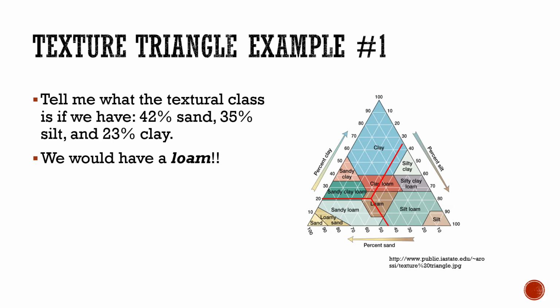Then you're going to go over to the sand. You're going to find 45%, draw a line up that way, and then 23% across, and they meet in loam. So that's loamy soil, and you can see, as I said, 23% clay compared to 42% sand. That's loam, and it has a very big influence. You can see that.